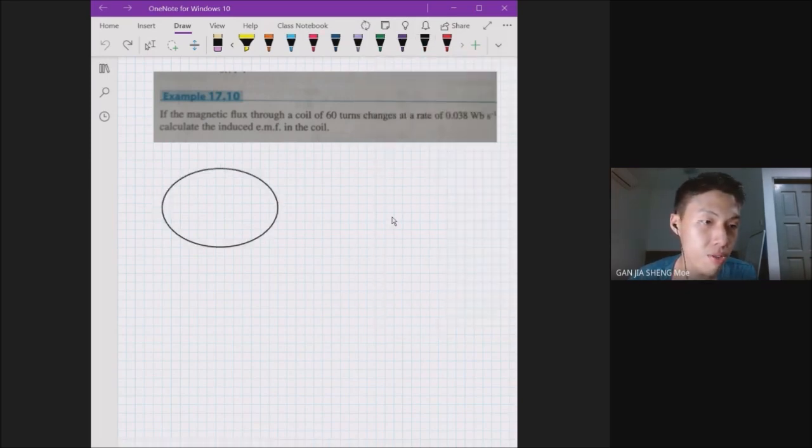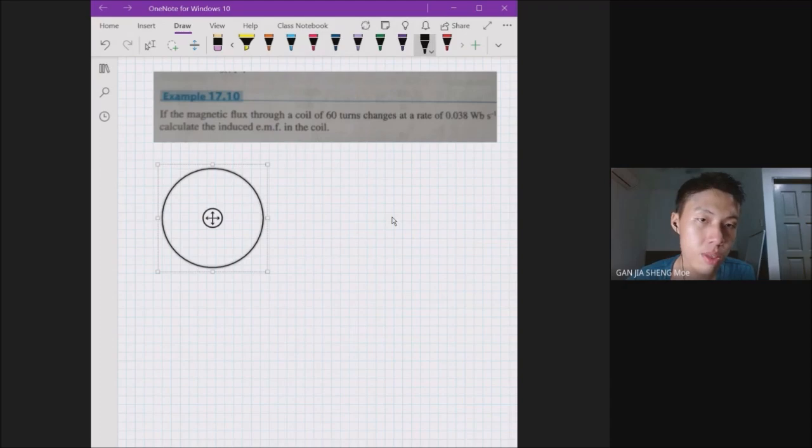They say that you have a coil and this coil has 60 turns. Okay, and because this coil here is in a magnetic field, I'm going to draw a very rough magnetic field. Because this coil here is in a magnetic field, therefore this coil will have a magnetic flux.